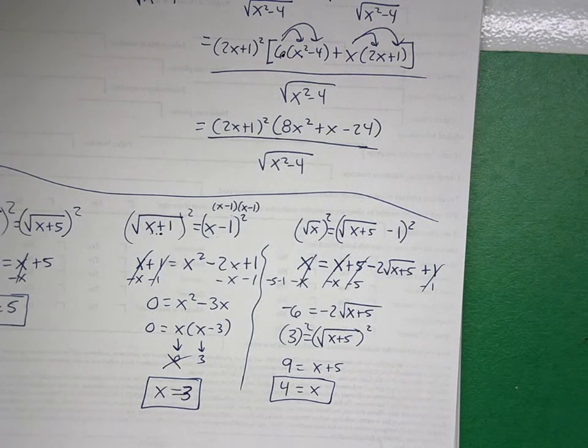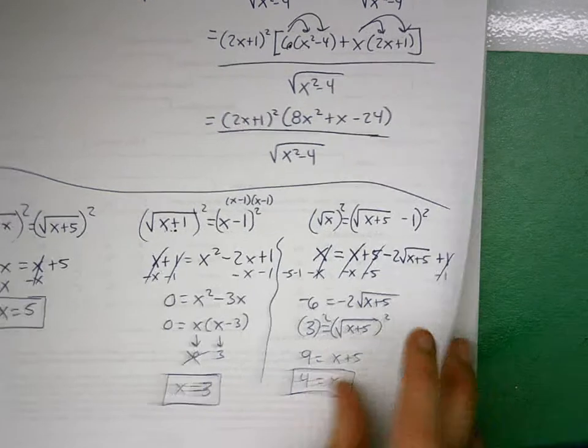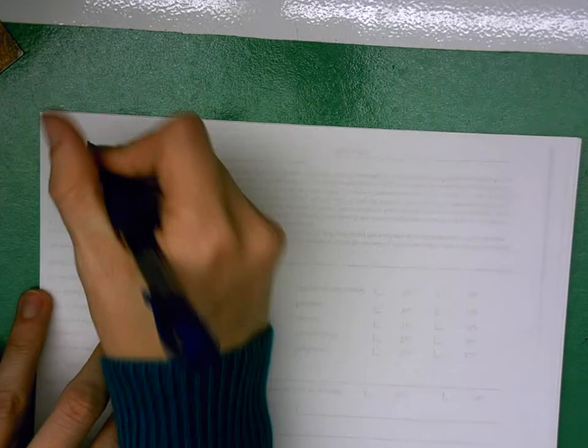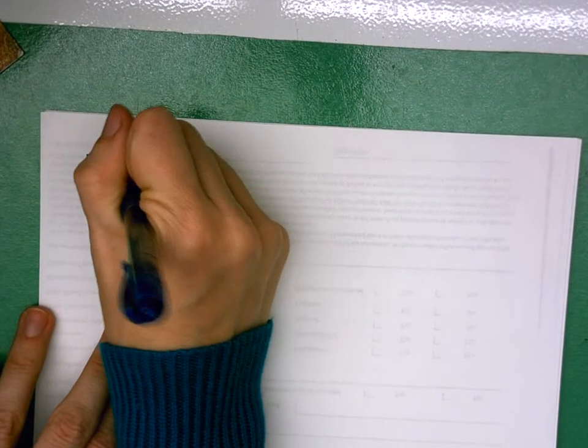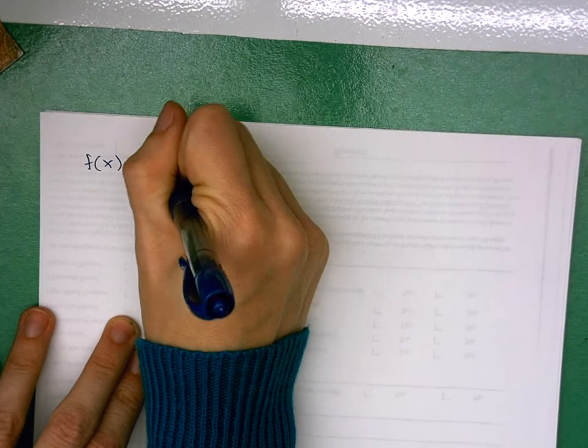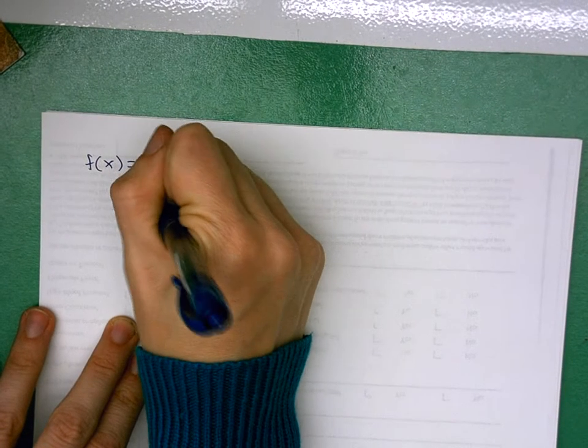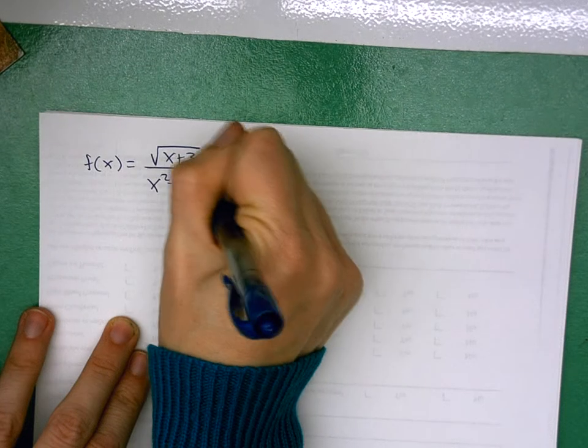Okay, next up we've got our domain. So finding the domain of the function f of x equals root x plus 3 over x squared minus 2x minus 8. Find the domain.